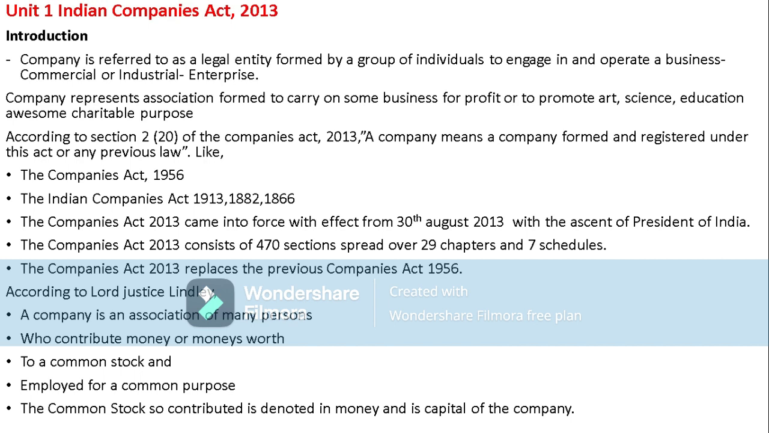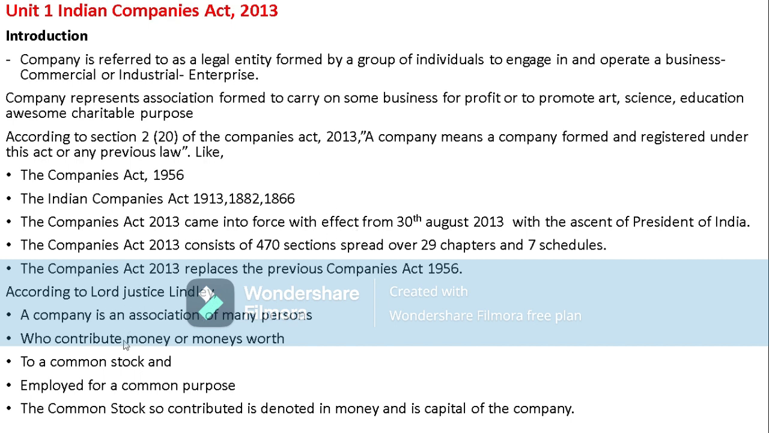Okay, likewise from any of those acts it is declared as a company. Now the Companies Act 2013 came into force with effect from 30th August 2013 with the assent of the President of India. As I said before, a bill has been passed from Lok Sabha, Rajya Sabha, and finally, after 2011 and 2012, in August 2013, on the 30th, with the assent of the President of India, it came into force. And now coming to the definition given by Lord Justice Lindley.